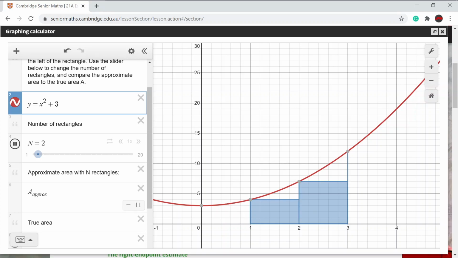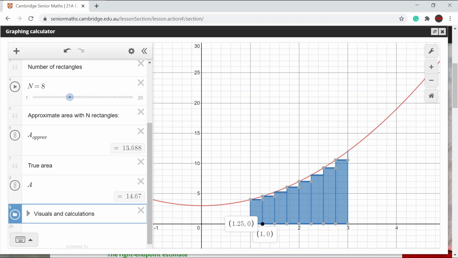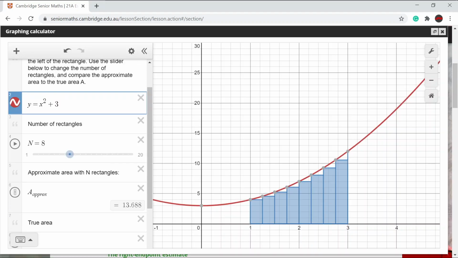Now as that increases, the distance between these points is always going to be the same. In this case it's a quarter, so each of them goes up by a quarter. The height here is the function at 1, this would be the function at 1.25, then the function at 1.5 would be the height for each of these. We'd multiply each of those by the width and then add them all together to get an approximation for the area. Recapping, when we had 20 rectangles, we're looking at roughly 14.27.